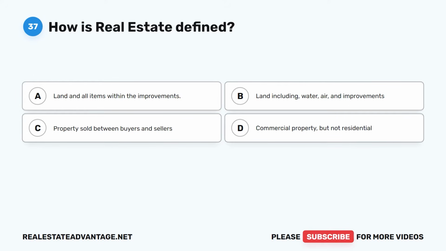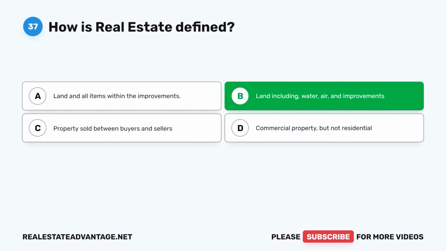Question 37. How is real estate defined? A. Land and all items within the improvements. B. Land including water, air, and improvements. C. Property sold between buyers and sellers. D. Commercial property, but not residential. The correct answer is B.